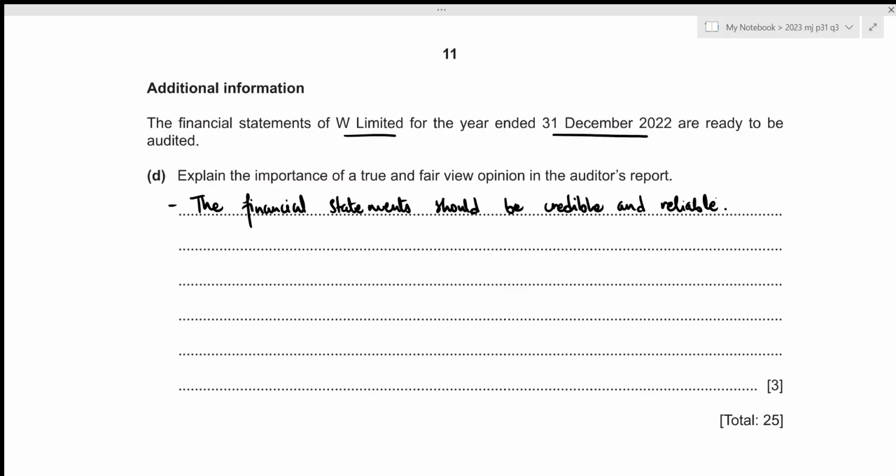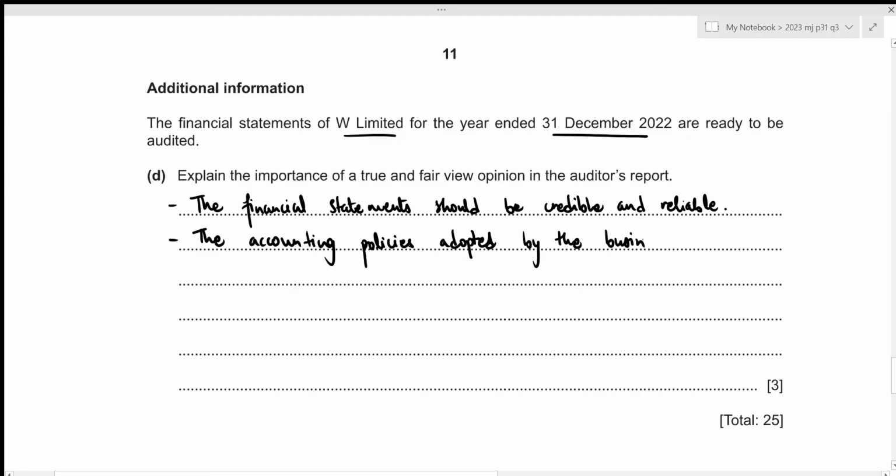Then the second importance of the fair view opinion in the auditor's report is so that the auditors verify that the accounting policies adopted by the business are appropriate. Let's write it down. The accounting policies adopted by the business are appropriate.